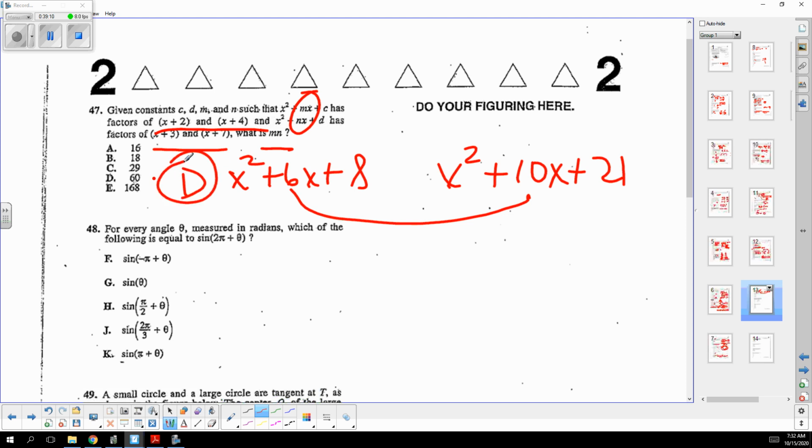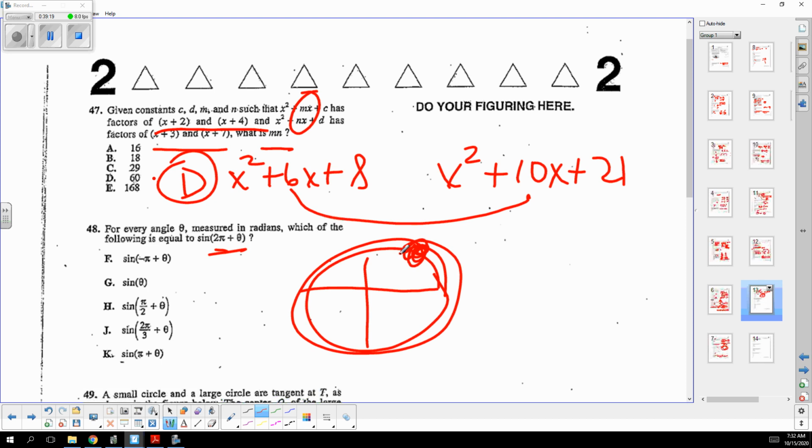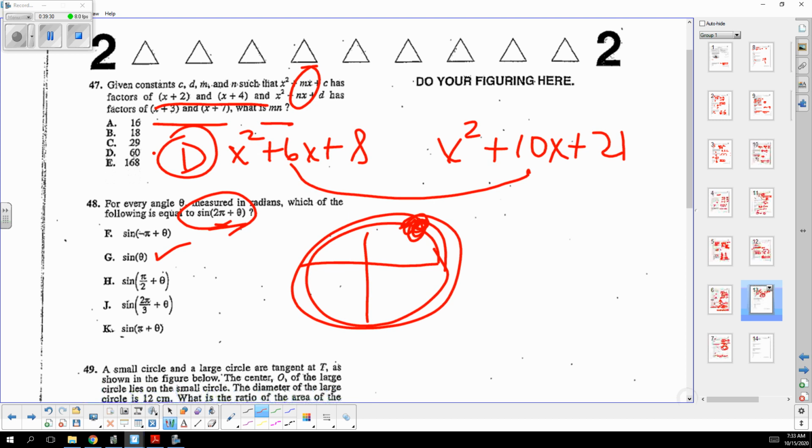Trig. When you add 2 pi to an angle, that sends you all the way back around. So this is the same thing as the sine of theta, because 2 pi would lap you 1 time more around.